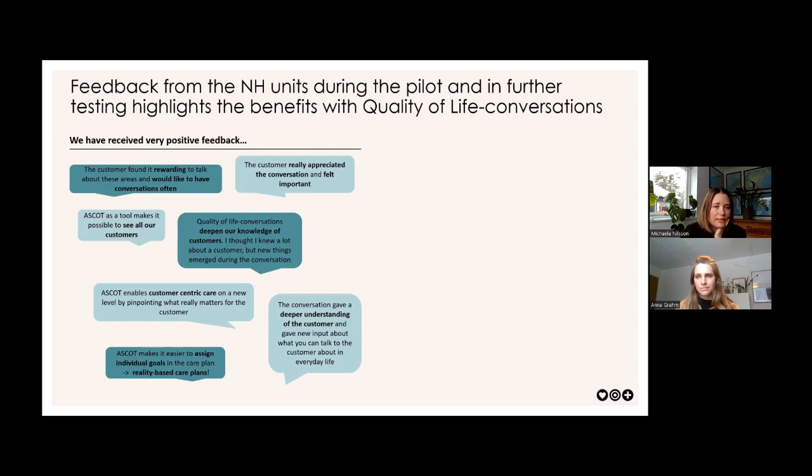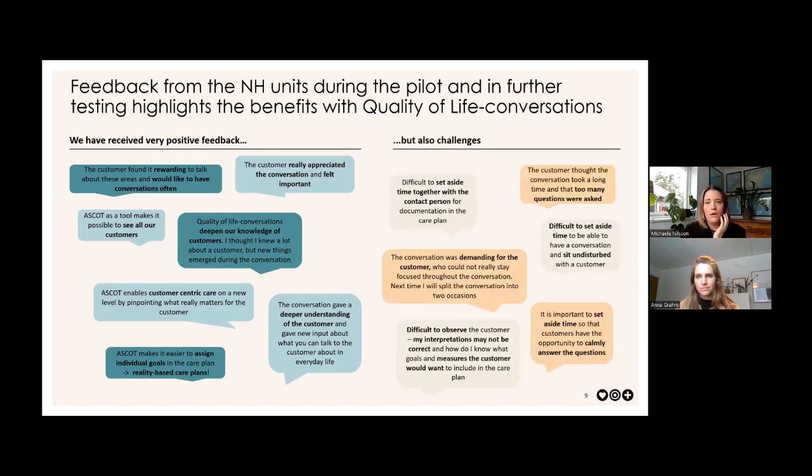But we have also had challenges, of course. One quite major challenge, I would say, is the time, getting the time to do the quality of life conversations. We found that planning is the crucial step, of course, but also that the manager is very committed and involved in this. To meet that challenge, we also estimated the time of the different steps in the method. During training and implementation, we communicate that this takes more time initially, but when you're more used to the method, it takes less time to make a quality of life conversation.